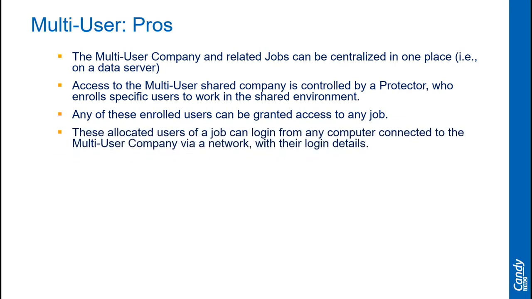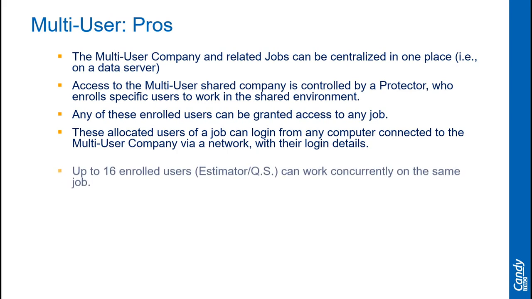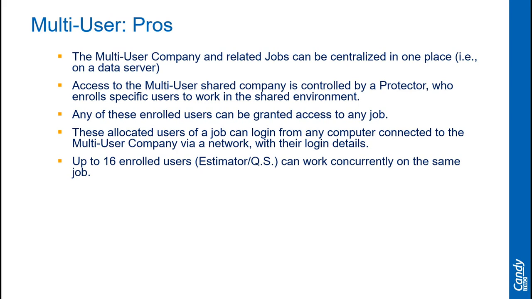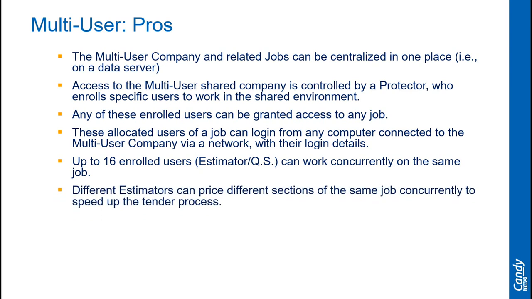The allocated users of a job can log in from any computer connected to the multi-user company via network. So each user has got his own login and password, and you can revoke his login. You can delete any user at any point in time. You can have up to 16 enrolled users or QSs working parallelly on the same job at the same time. Different estimators could price different sections of the job concurrently to speed up the tender process. So you saw that I was pricing the earthwork items whereas Jay was busy pricing the masonry items on the same project at the same time.